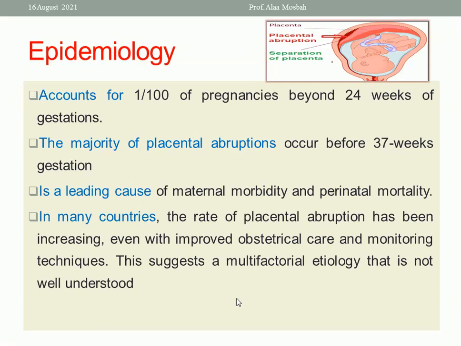And you should know that the commonest pathologic cause of antepartum hemorrhage is placental abruption. But this is the commonest pathologic, okay? The commonest overall is an unidentifiable cause, because it constitutes 40%.